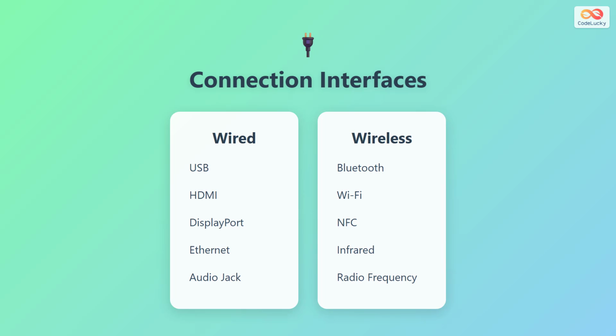Peripherals connect to computers through various interfaces, which can be wired or wireless. Wired connections include USB, HDMI, DisplayPort, Ethernet, and audio jacks. These provide reliable, high-speed connections. Wireless options include Bluetooth for short-range devices, Wi-Fi for network connectivity, NFC for proximity-based communication, infrared for line-of-sight connections, and radio frequency for various wireless peripherals.